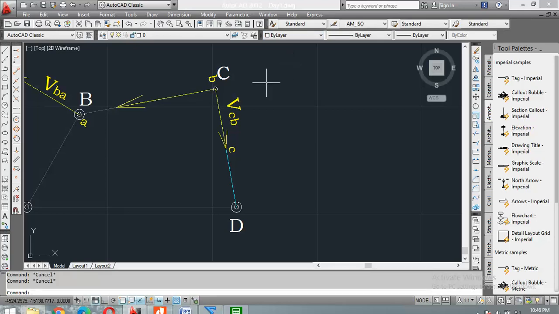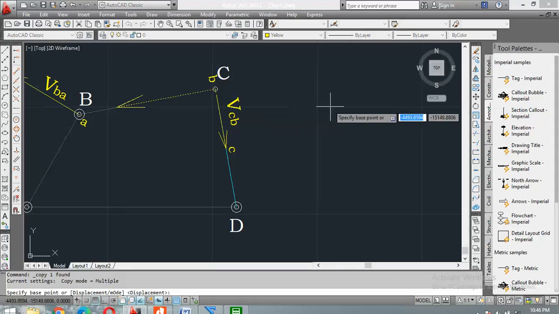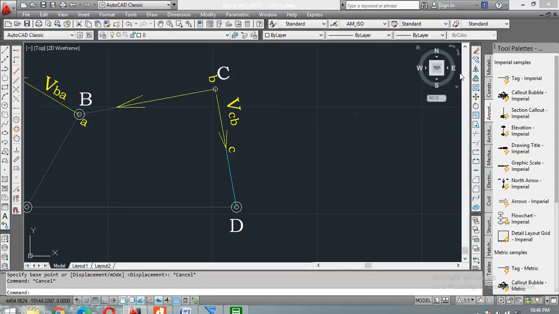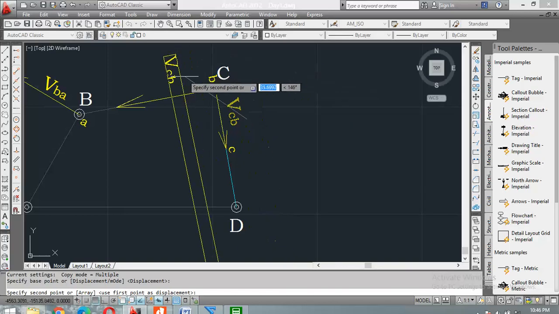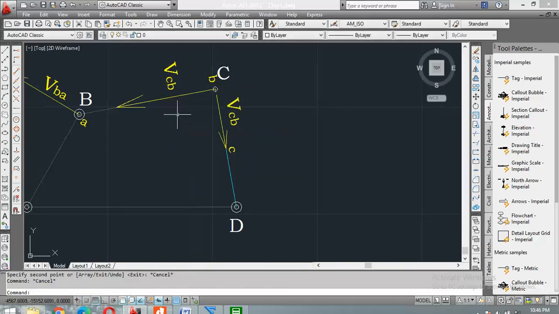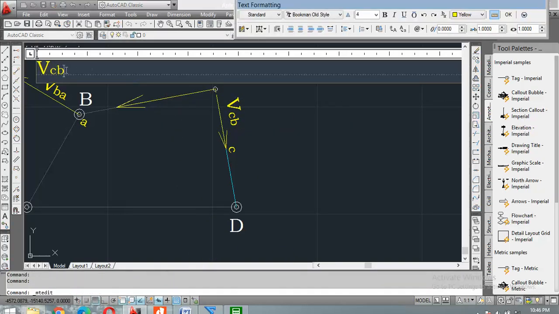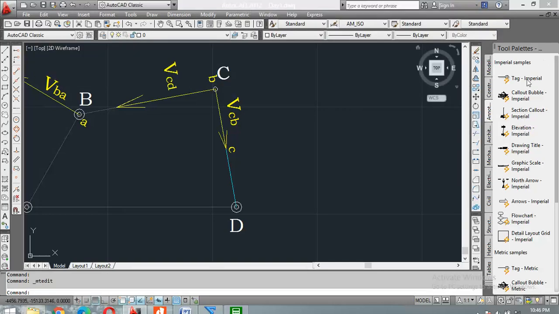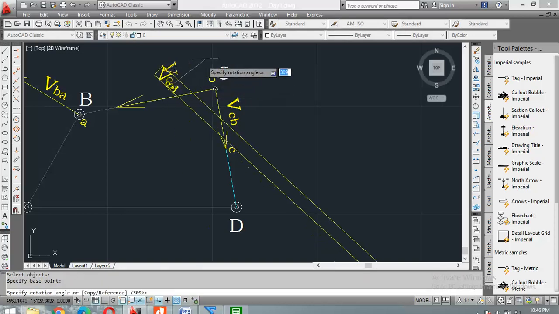Okay, so this vector represents velocity of C with reference to D. Okay, so I am marking this vector as velocity of C with reference to D, means I have to mark this vector as VCD. Okay, velocity of C point if D point is hinge. Okay, let me align with this vector.